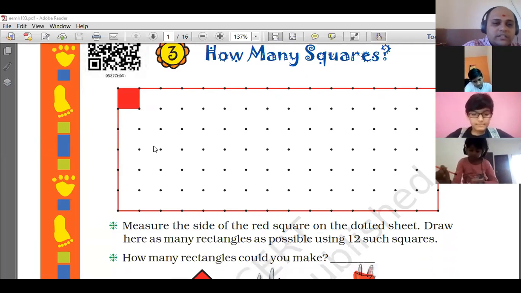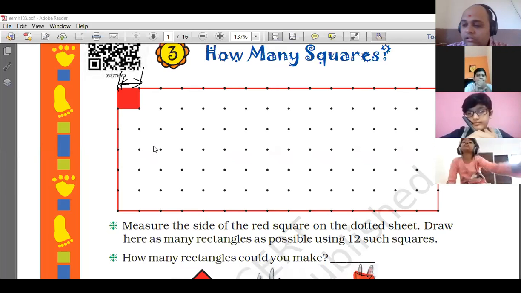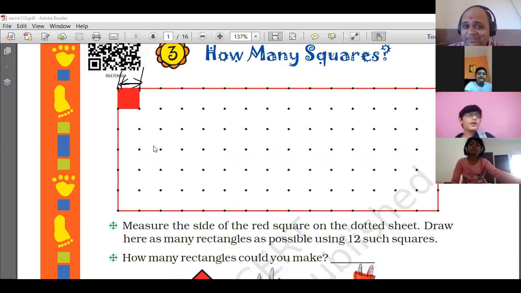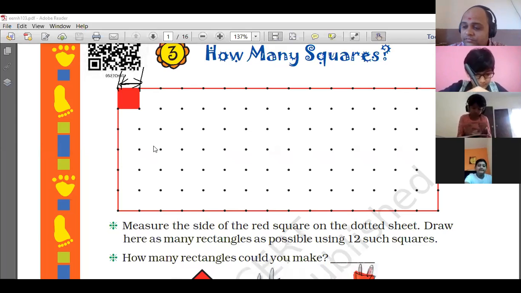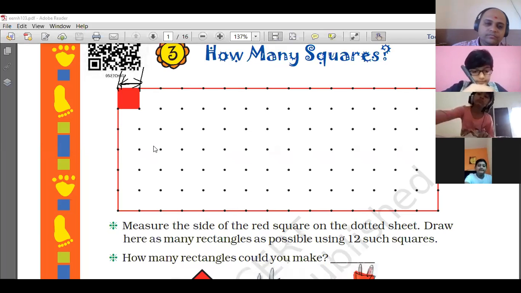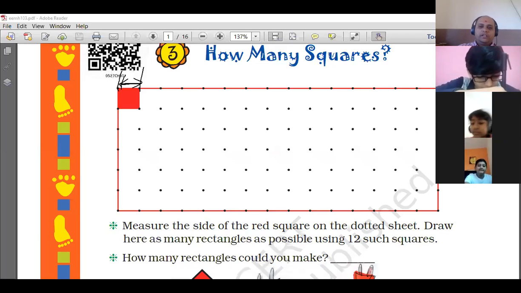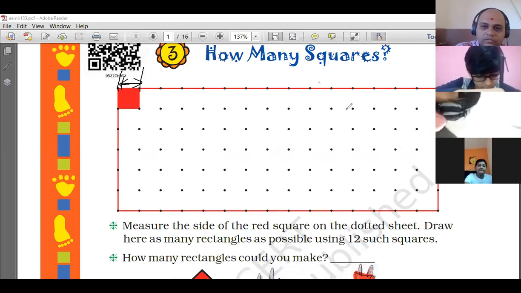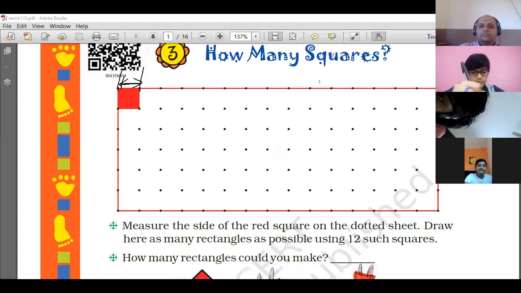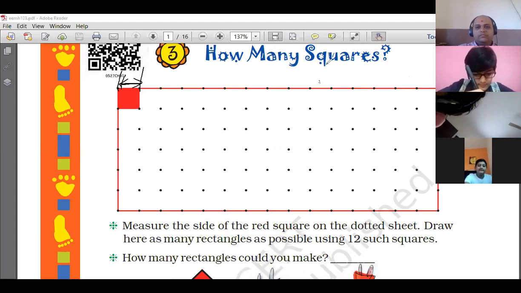What is the side measurement? From this to this. You have to put the scale and find out. Come on, find it out using the scale. And please mention the date, everyone. One centimeter, very good. It's a 1 centimeter square. All right. Okay, very good. It's a 1 centimeter square.